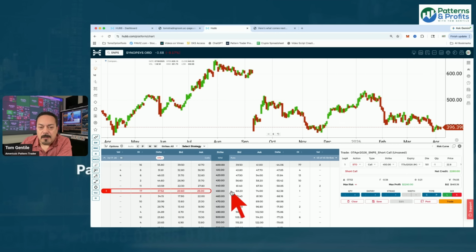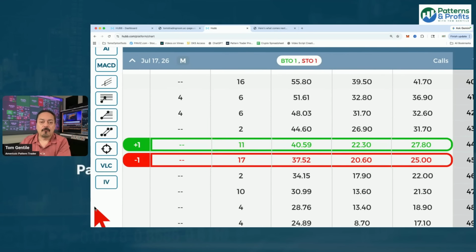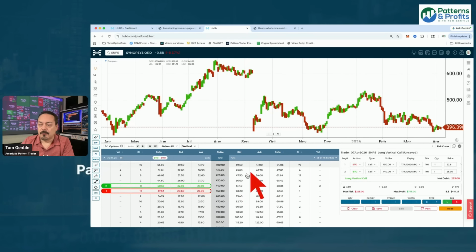All right, calls on the left, puts on the right. And then why not buy the 440s? I could buy the 440s and I could sell the 450s. That is a call spread. All right, let me blow this up so you can see it. There's the strikes. What am I doing? Buying a lower strike call, selling a higher strike call.